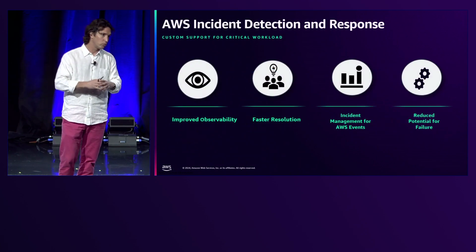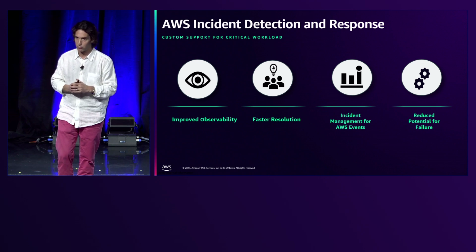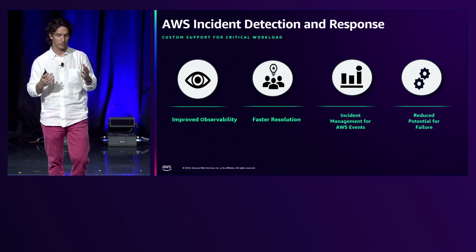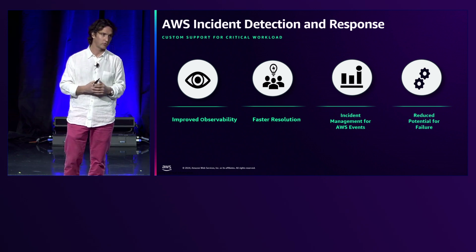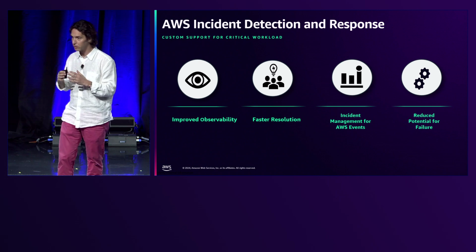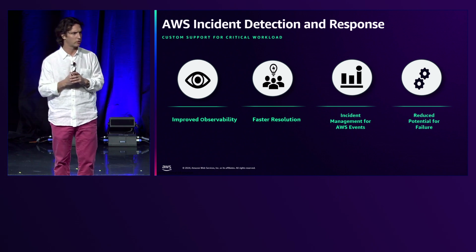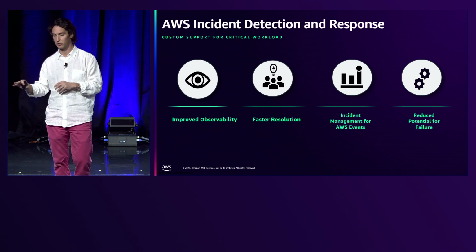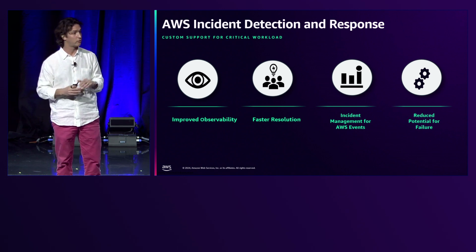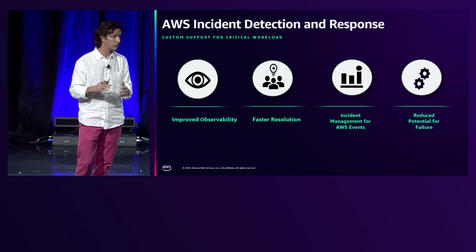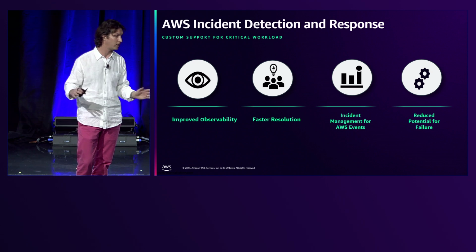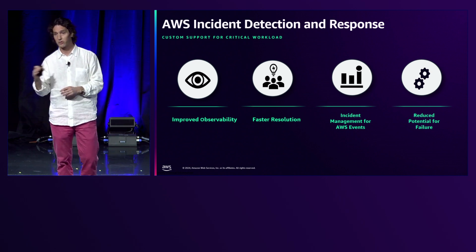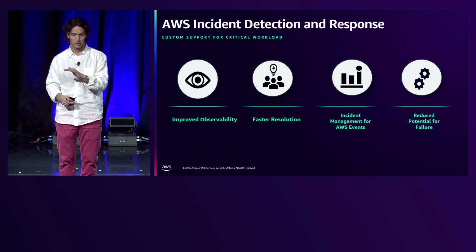So, given these sets of problems, we started partnering with customers 5 years ago, customers like yourselves, with Fidelity, to build a new set of services that we launched 2 years ago, AWS Incident Detection and Response, to help address these issues so that you can shrink the 4.5 hours of downtime that we were talking about to 30 minutes, or even better, eliminate it altogether, right? So what does IDR do? It does 4 main things.